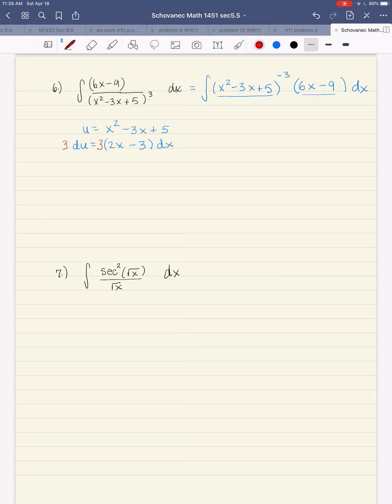That means I need to squeeze a 3 in here, right there, so that I have 3 times du is 6x minus 9 dx. So you can take numbers out, you can put numbers in, as long as you do it to both sides. So this stuff outside the main part of the integral has to be the derivative of the inside, give or take a constant multiple.